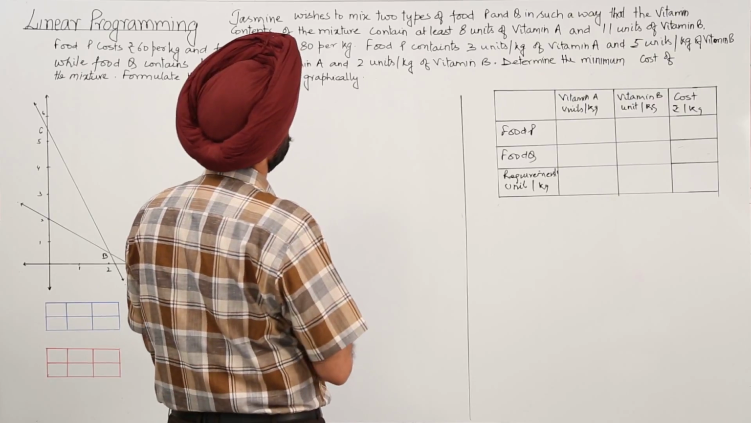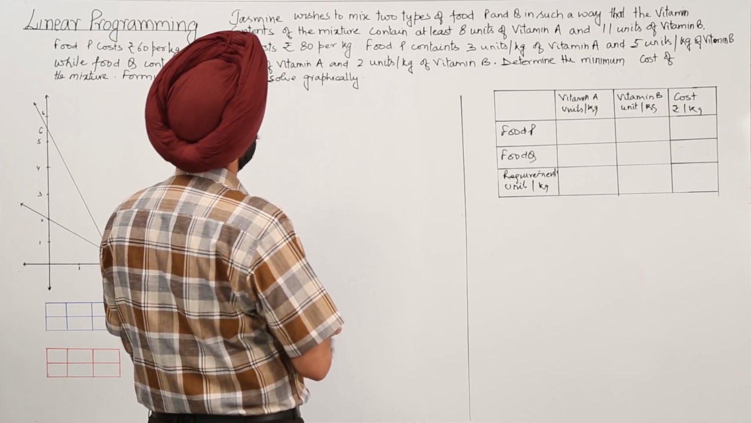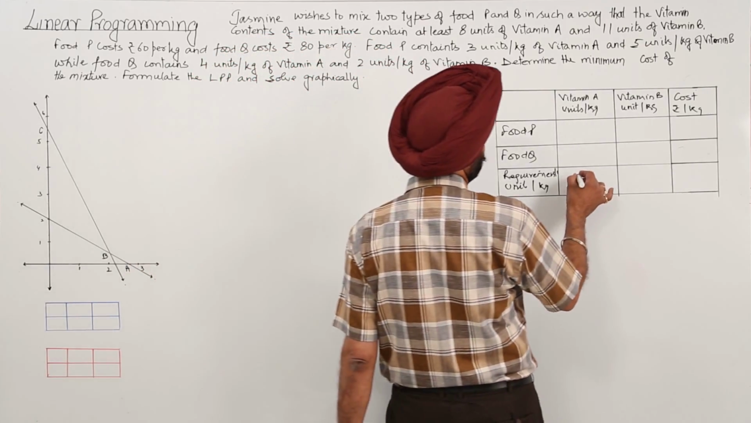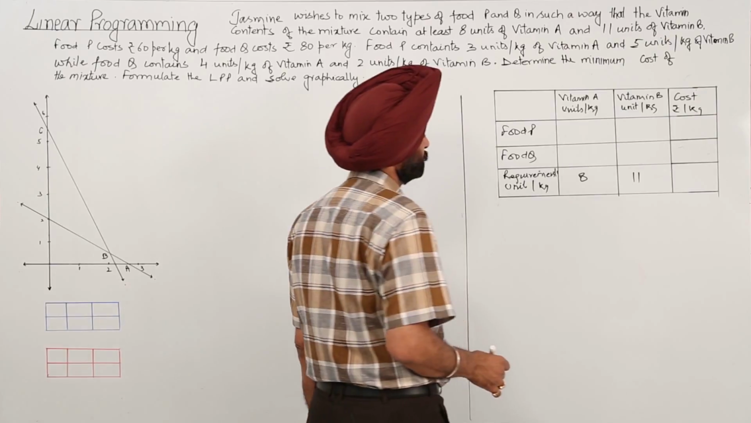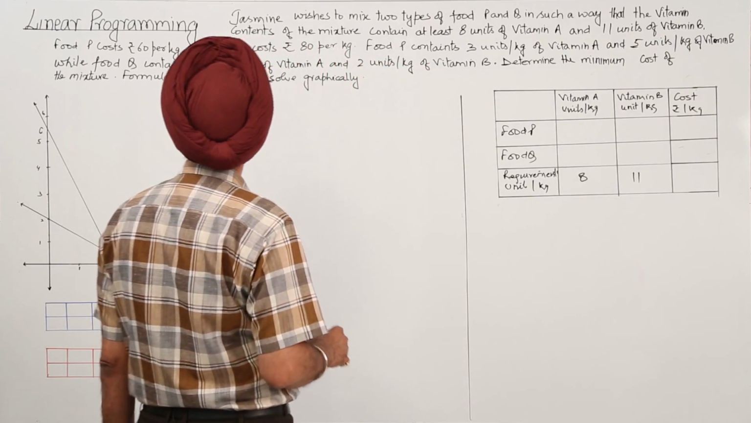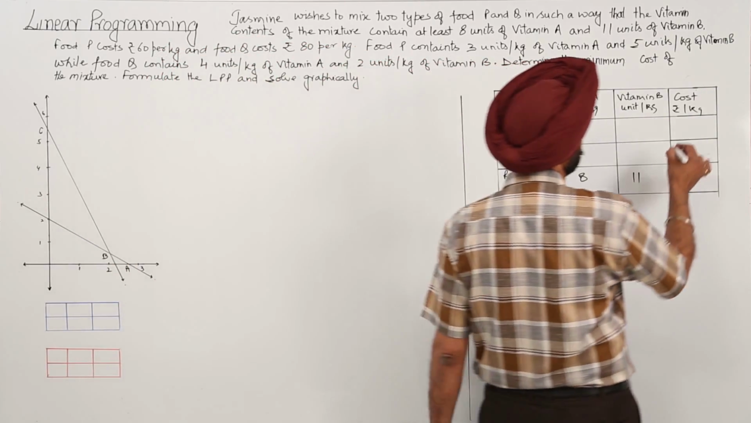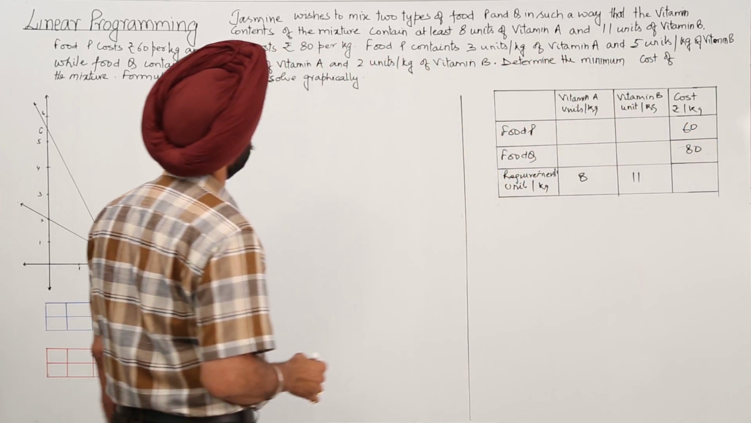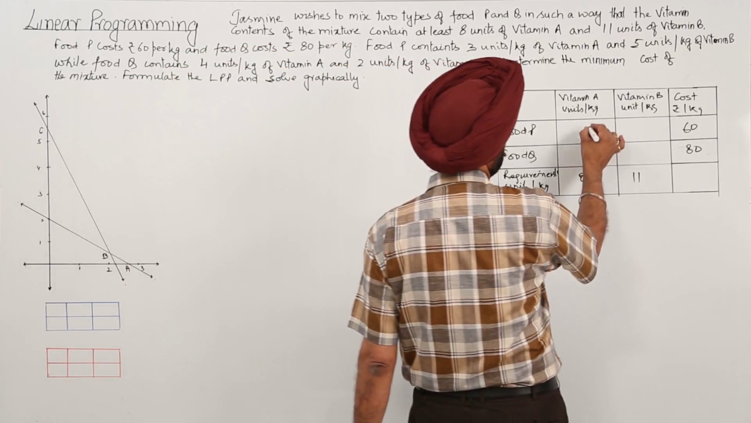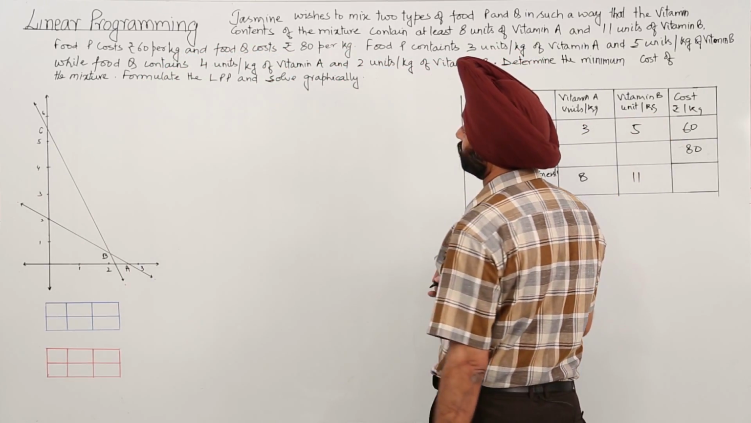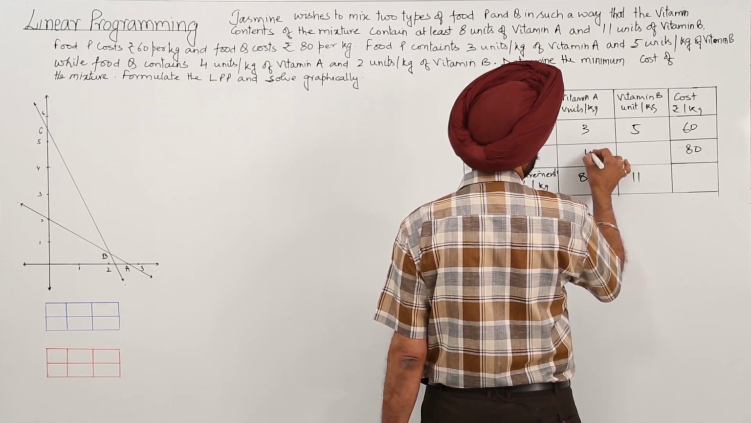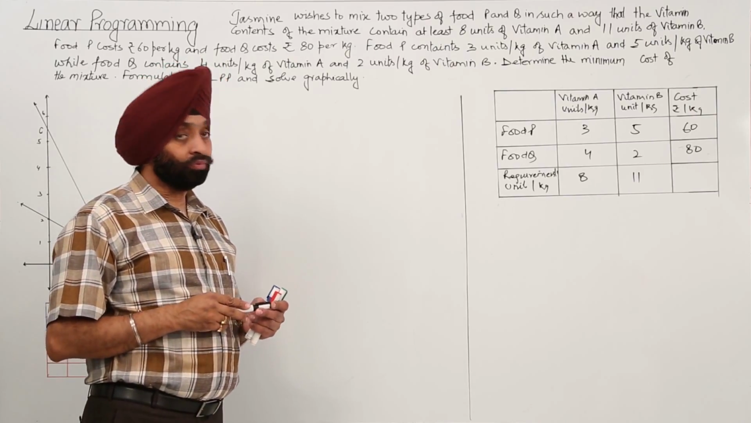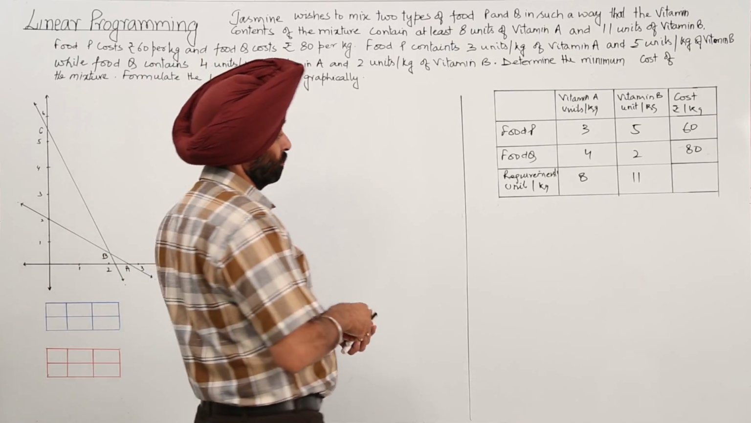Units per kilogram. Now what does the question say? Now the question says the content of the foods is at least 8 units of vitamin A and 11 units of vitamin B. 8 and 11 here, vitamin A and vitamin B. Cost is 60 and 80 rupees. Now content in the food P is 3 and 5, and in the food Q is 4 and 2. Now you can make this type of a table also. So we can directly make the constraints.